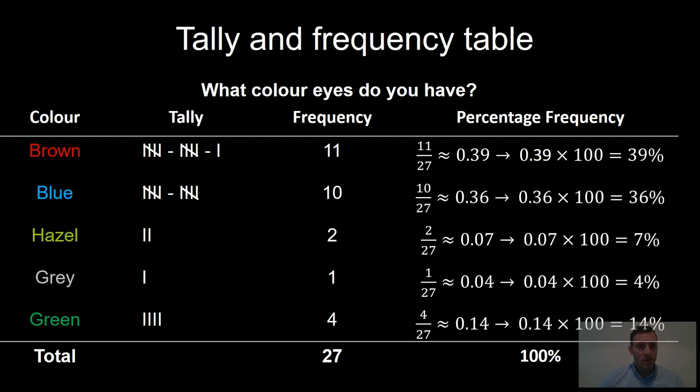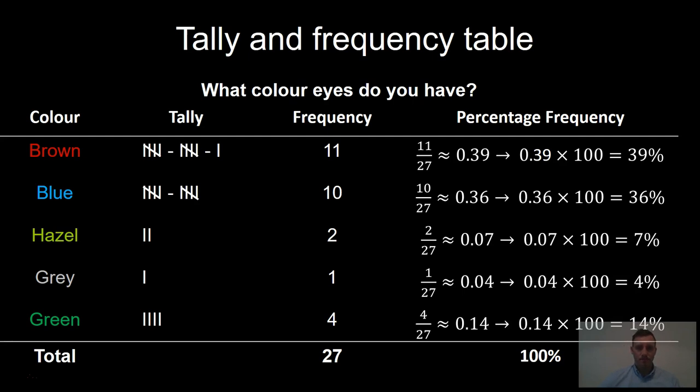Likewise, blue eyes, there were 10 people with blue eyes, and we have 27 people in total, so we have 10 on 27 as a fraction, which is approximately 0.36. We turn that into a percentage, we times by 100, and we get the percentage of people with blue eyes is 36%.